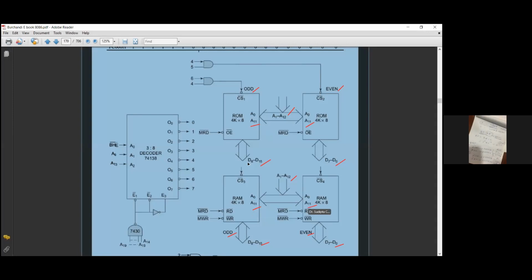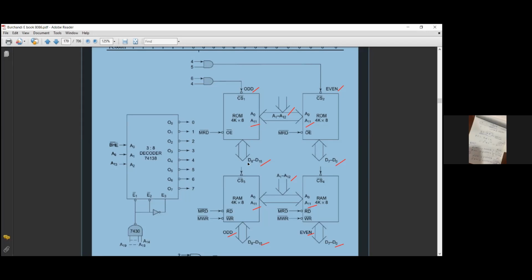Why, sir? Because 12 address lines are there. Its name should be A0 to A11, but the microprocessor is connected with A1 to A12, right? Yes, sir. Very good. So remember these three things.